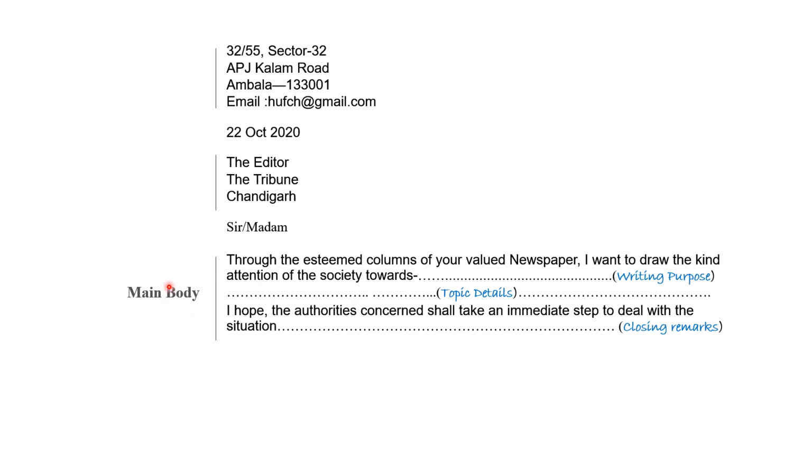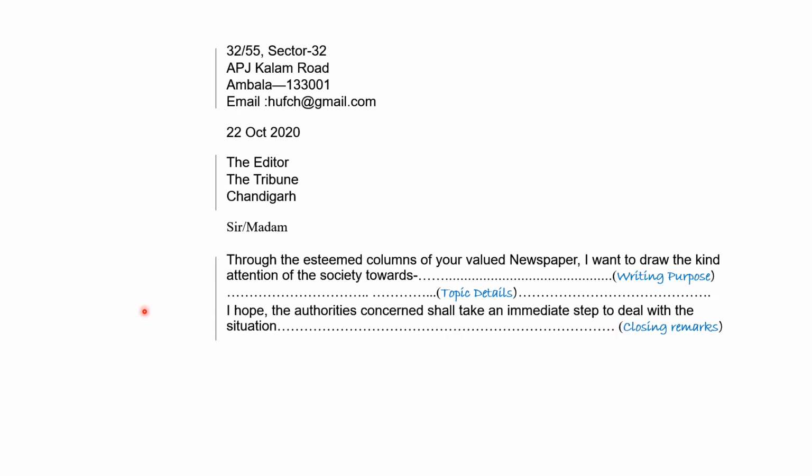Main body: the opening line of the main body is like, "Through the esteemed columns of your valued newspaper," etc. In this opening line, we have to mention the writing purpose. After this, we start giving the ins and outs of what we want to get published. Then we close our main body with lines like, "I hope the authorities concerned shall take immediate steps."